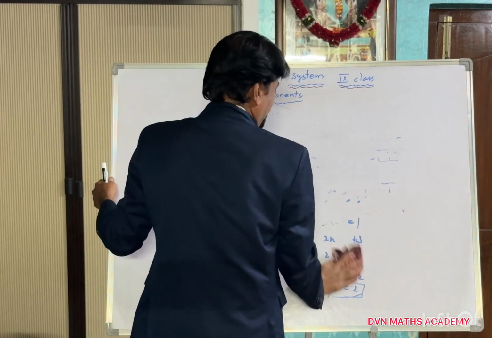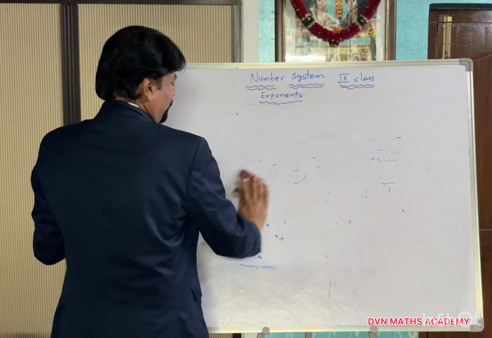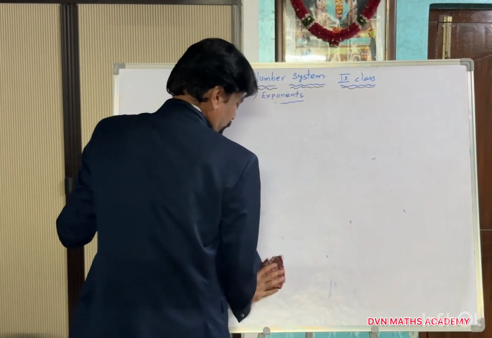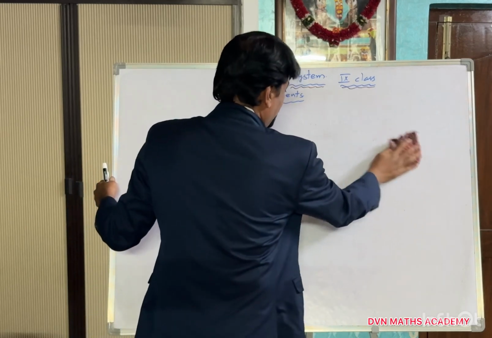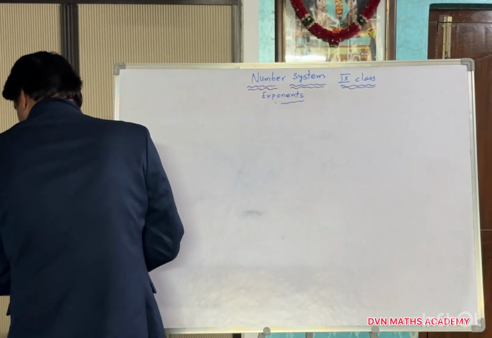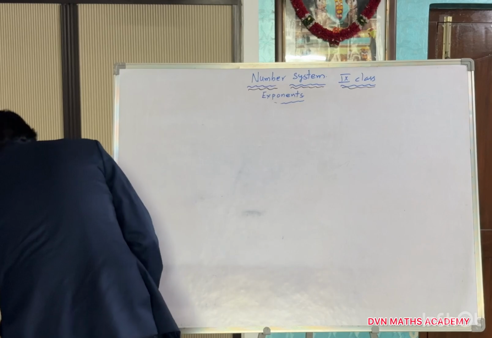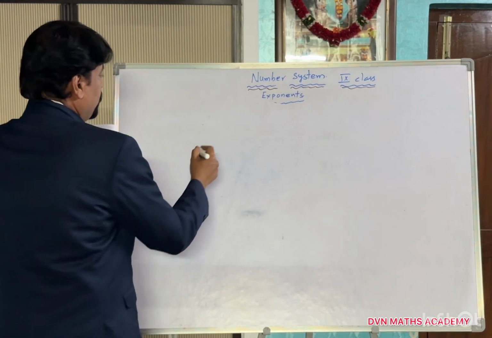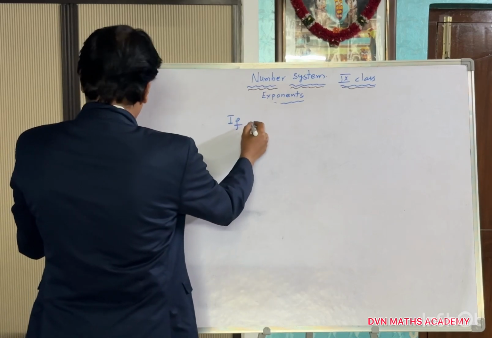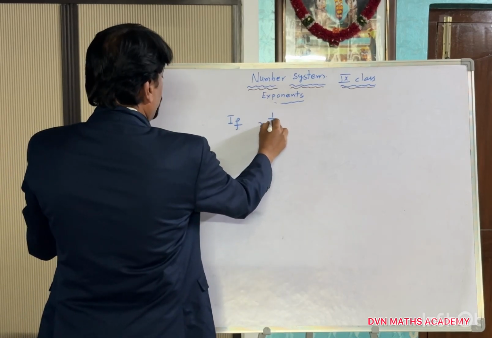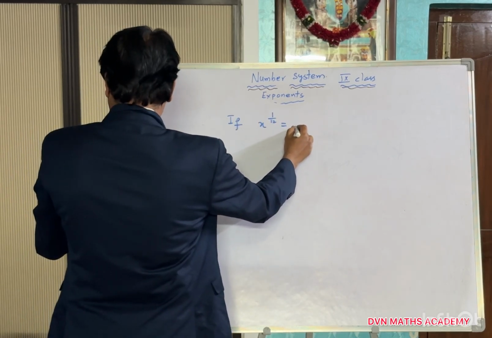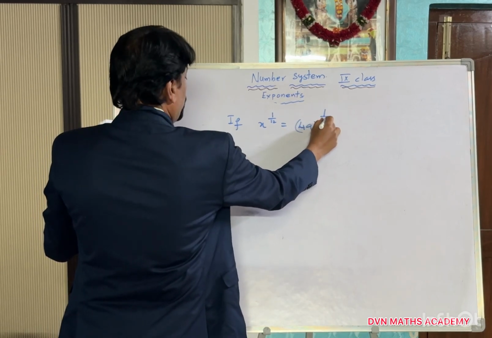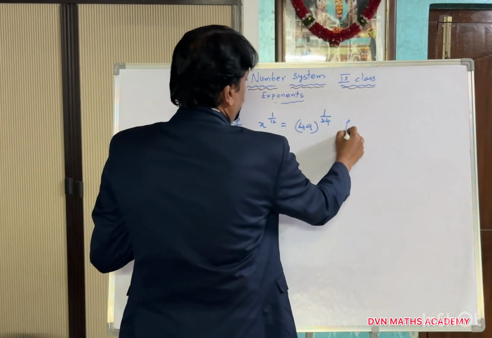I go with the next question. So this is also very interesting. If x to the power of 1 by 12 is equal to 49 to the power of 1 by 24, then find the value of x.